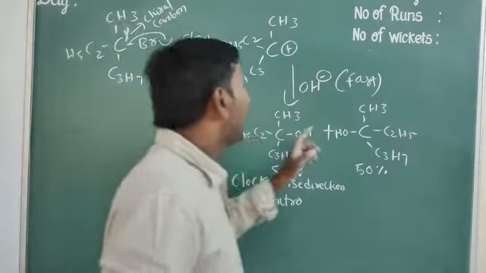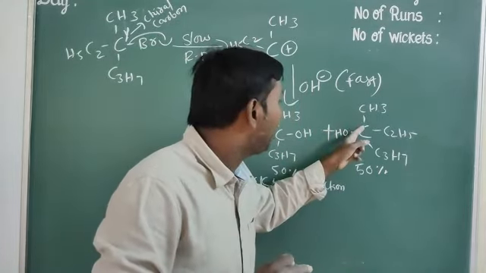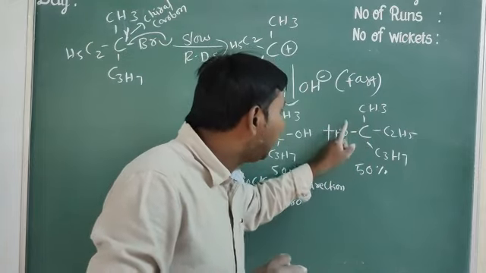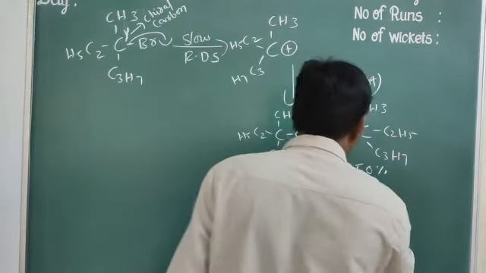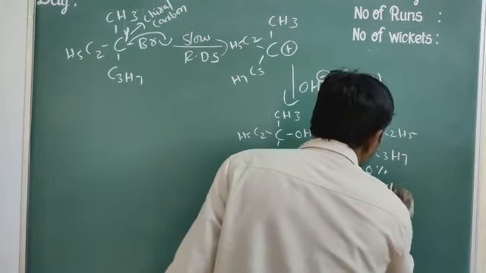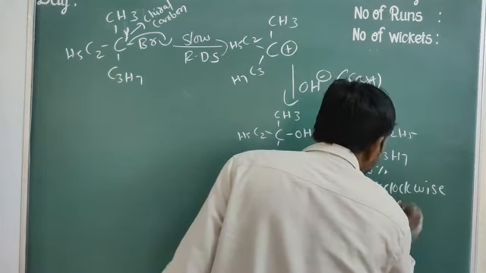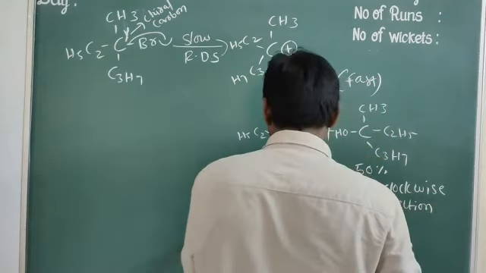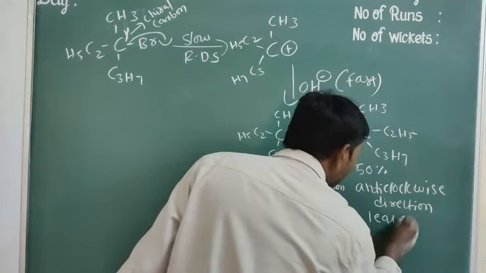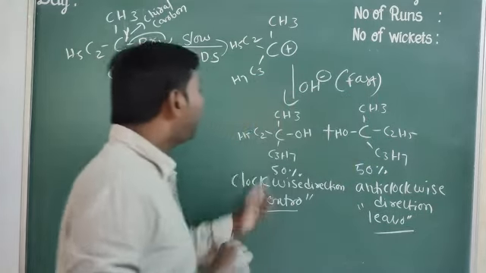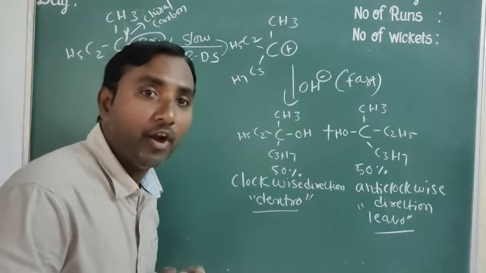Dextro. Okay. If the OH group attaches on the left side, that means anti-clockwise direction. Left side attack means anti-clockwise direction. This is called levo. So 50% dextro product formation, 50% levo product formation.